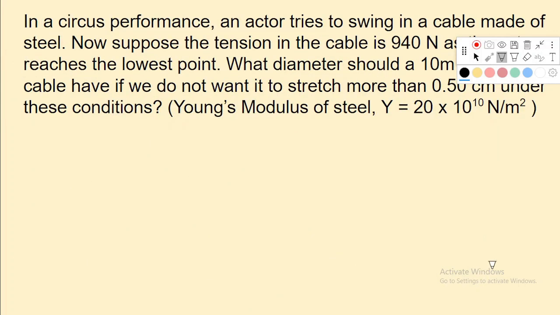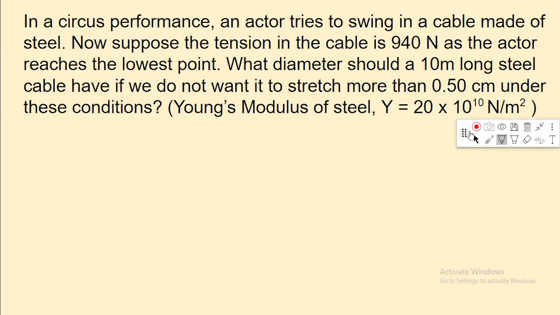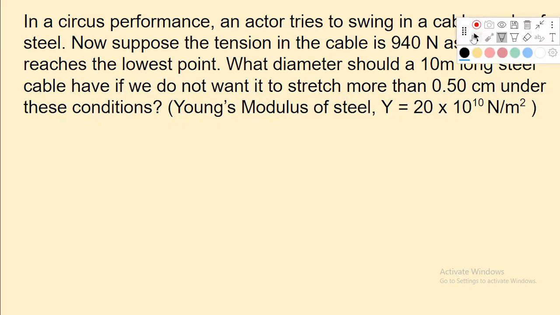The next one: in a circus performance, an actor tries to swing on a cable made of steel. Suppose the tension in the cable is 940 Newton as the actor reaches the lowest point. What diameter should a 10-meter long steel cable have if we do not want it to stretch more than 0.5 centimeter under these conditions? The Young's modulus of steel is 20 into 10 raised to 10 Newton per meter square.